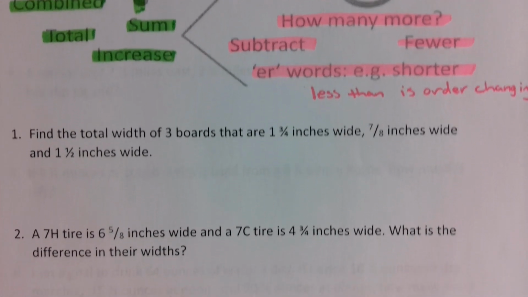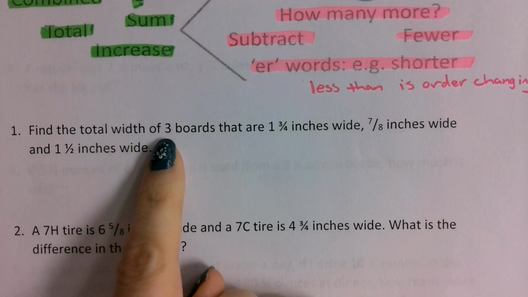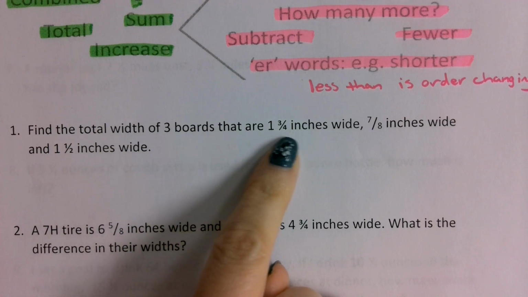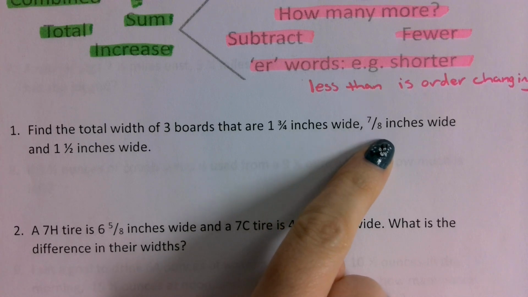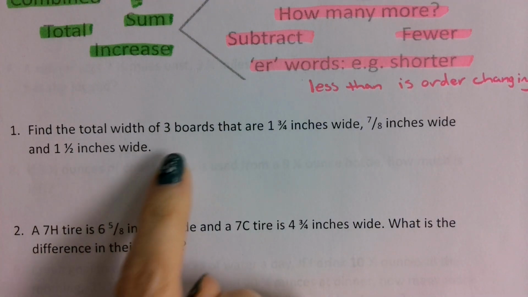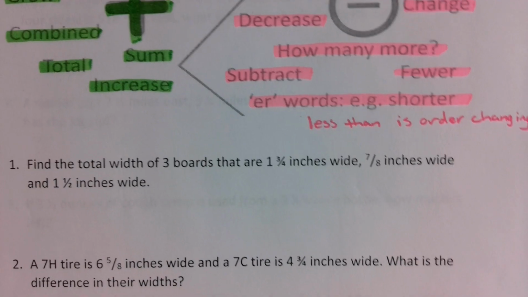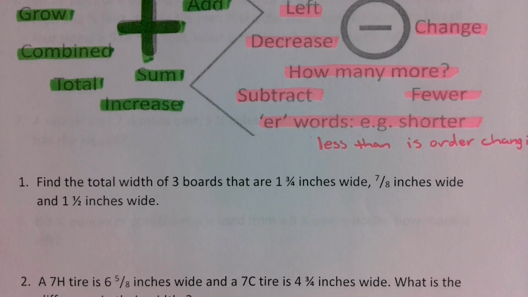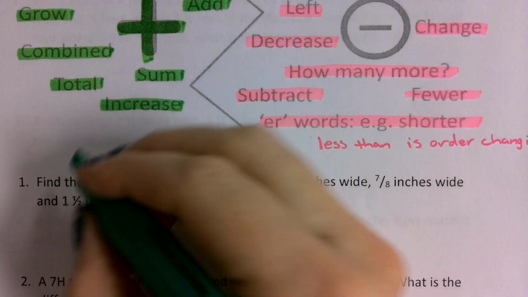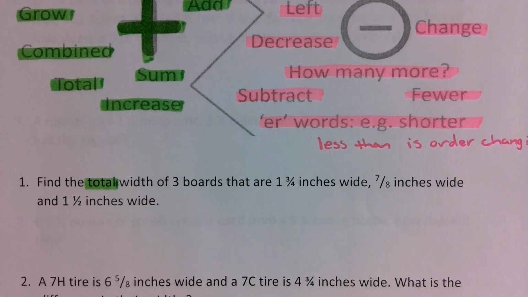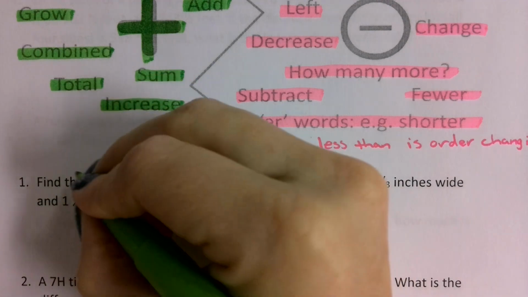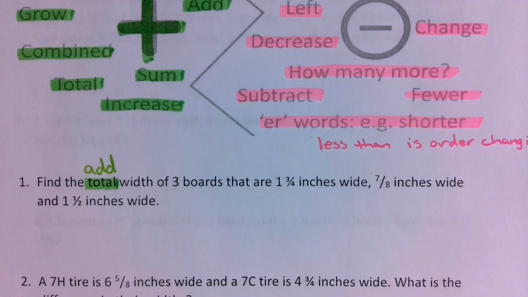So let's take a look at the very first problem that we have here. It says find the total width of 3 boards that are 1 3/4 inches wide, 7/8 inches wide, and 1.5 inches wide. So these are the 3 different boards. This is the width of each of the boards, and we want to find the total width. So what does it mean if we are finding the total width? What operation is that going to be, Amaya? Add, right? It's that keyword total, right? We said that before. When you see those keywords, that's when we know that we're going to add in this problem.